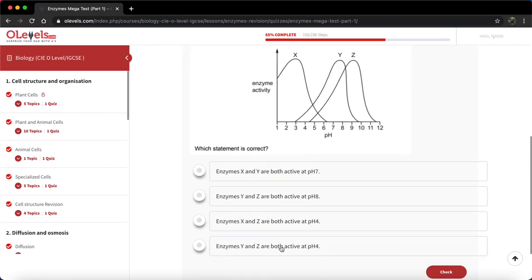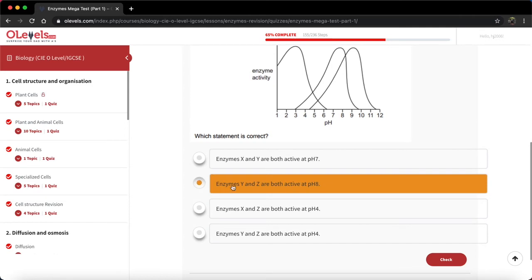Enzymes Y and Z are both active at pH 8. Y and Z at 8. Wait, 8. They are both active. You can see this one is active and this one is also active. And the first was not correct. It was wrong because I was confusing Y and Z with X and Y. It seems like this one is correct, but let me go through the other ones.